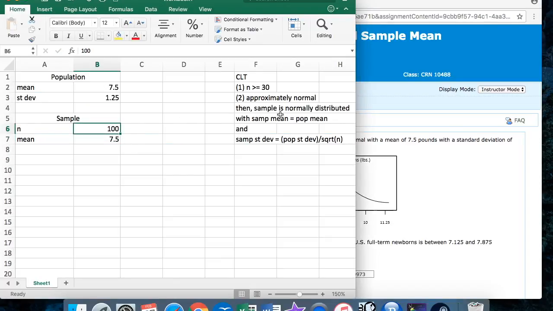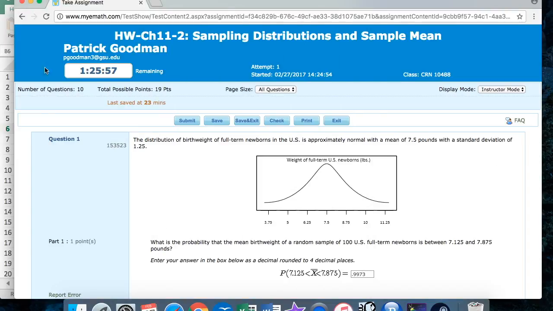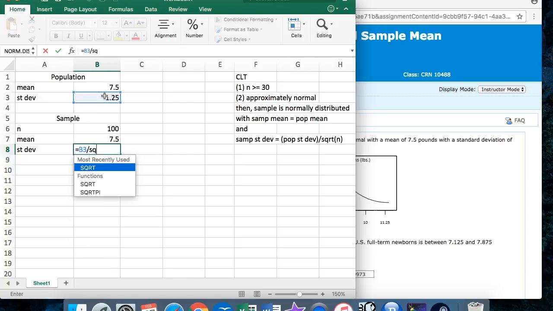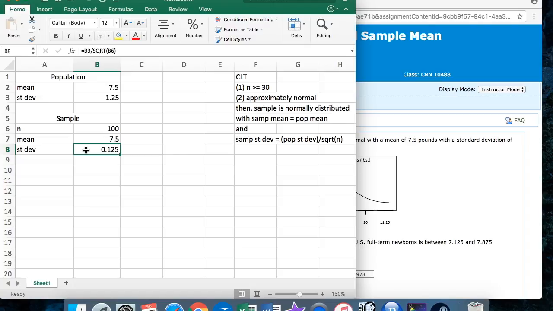So 100 is definitely greater than or equal to 30, which is good, but also it tells us it's approximately normal, so we know we're already going to be using the central limit theorem. So when we have standard deviation, you do your population standard deviation, so this guy, divided by the square root of your sample size. Your sample size is 100, and this is the sample standard deviation we're going to have to use now for the formula.